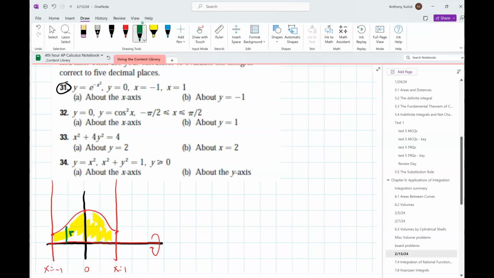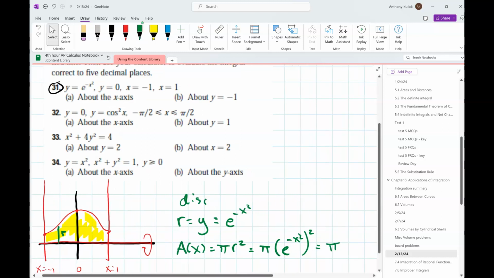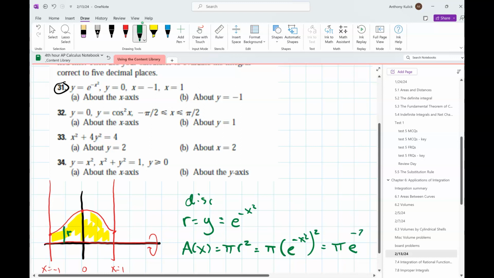What's that radius the same as? Try again. Y, which is the function, which is this. So my cross-sectional area is pi r squared. So that's pi times e to the -x squared, squared, right? What do I get when I do that? Right? Exponent of an exponent, we multiply.